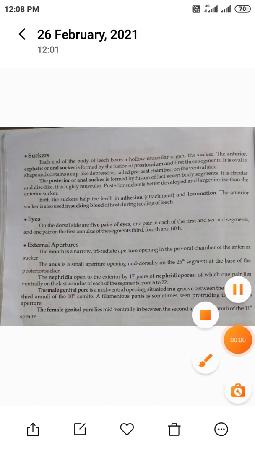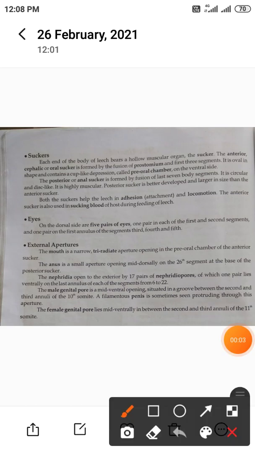In the last lecture, we discussed what receptors are. This is the morphology of leech. Then we will study suckers.